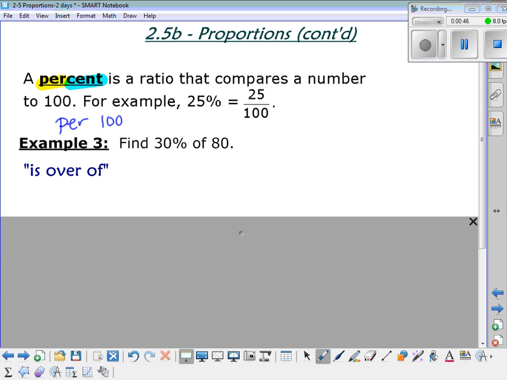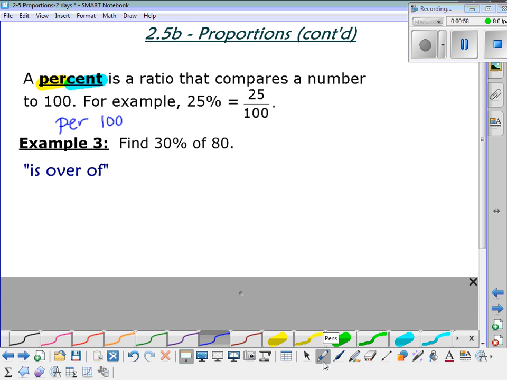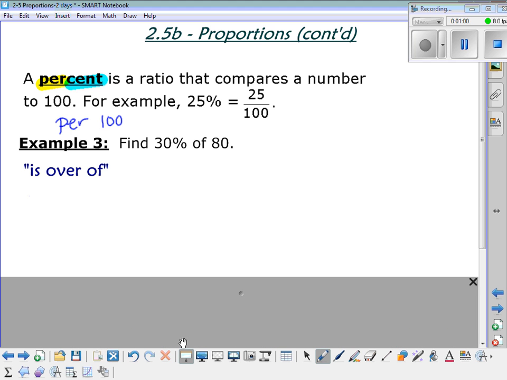All right, so first example we're going to do is we're going to find 30% of 80. And we're going to use the is over of method. So the is over of method, we have is over of equals the percent over 100. We're going to use that little tool.